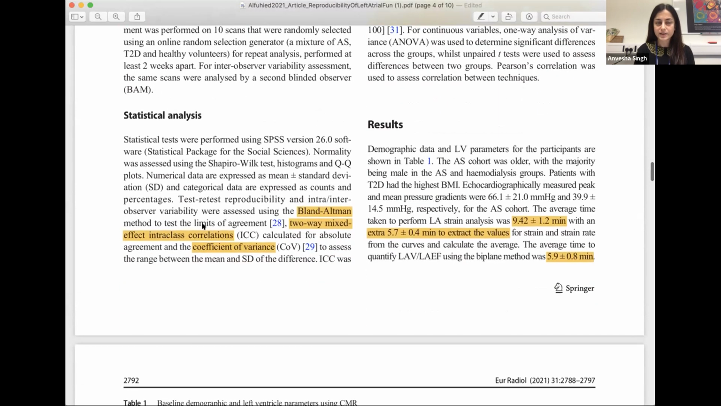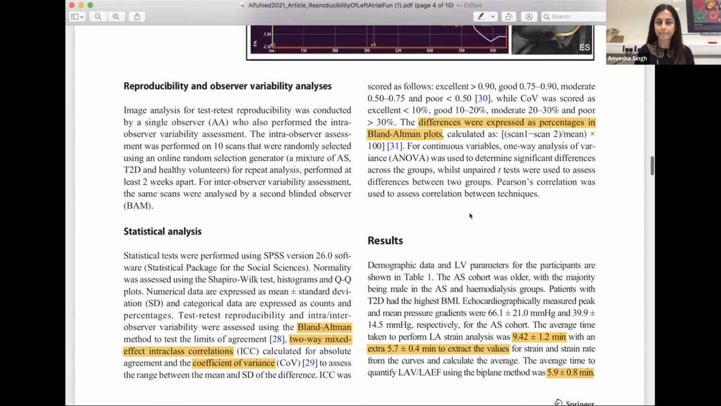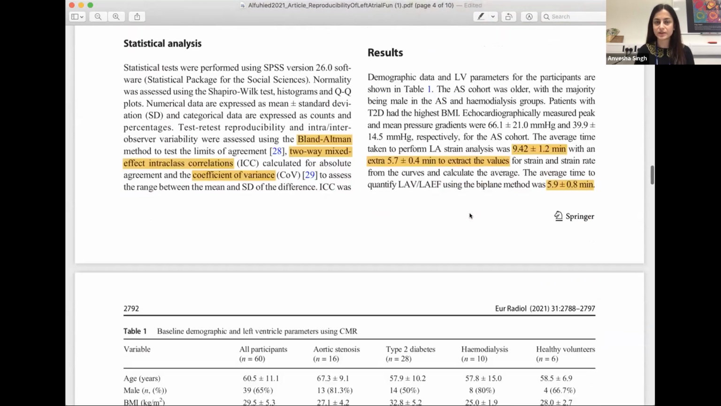In terms of the statistical analysis, we use the Bland-Altman method for the reproducibility, but we also displayed the ICC and coefficient of variance in our results. For the Bland-Altman plots, the differences are expressed as a percentage of the mean, just to make it easier for comparison. So moving on to the results.